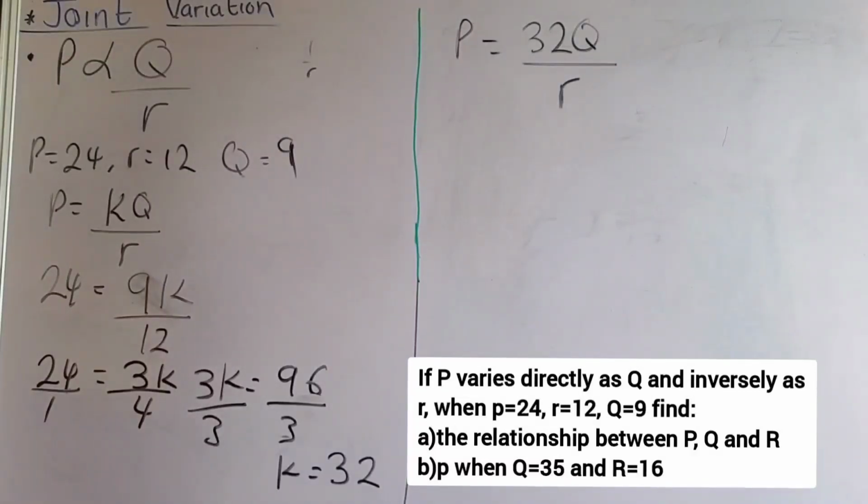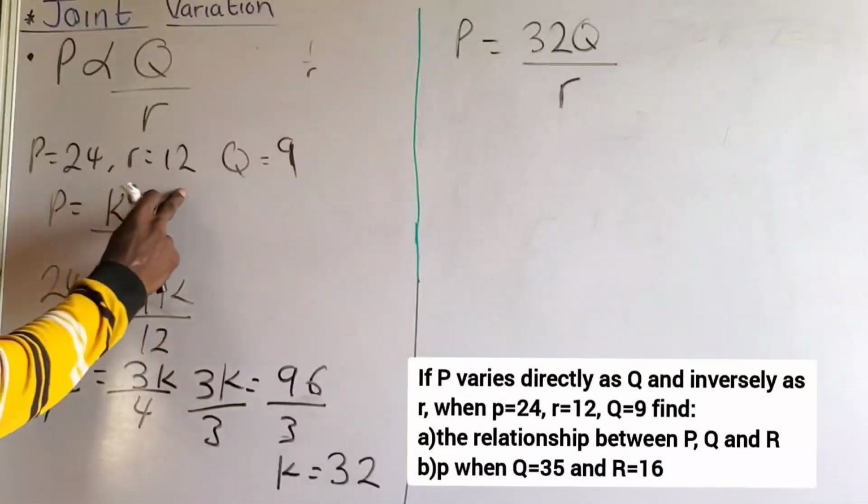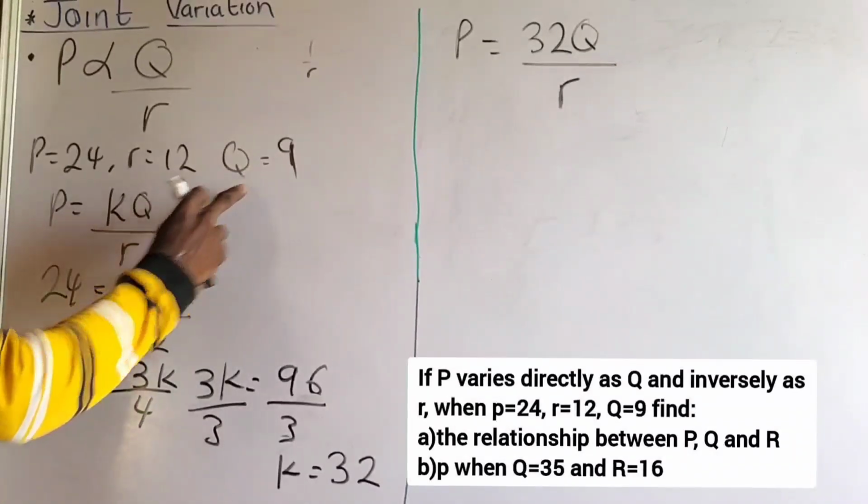You see, in solving a question on derivation, there is something called a constant. The constant is very important as far as solving the question is concerned. So in an attempt to help us change this to an equals to sign, I introduced a constant as k. You can use any letter, are you getting it? But I use k here. So I get the value of k as 32 by substituting the value of p as 24, the value of r as 12, and the value of q as 9.